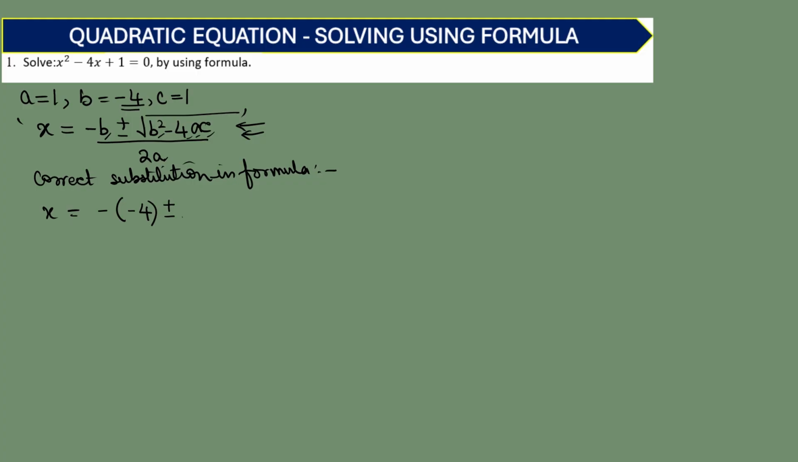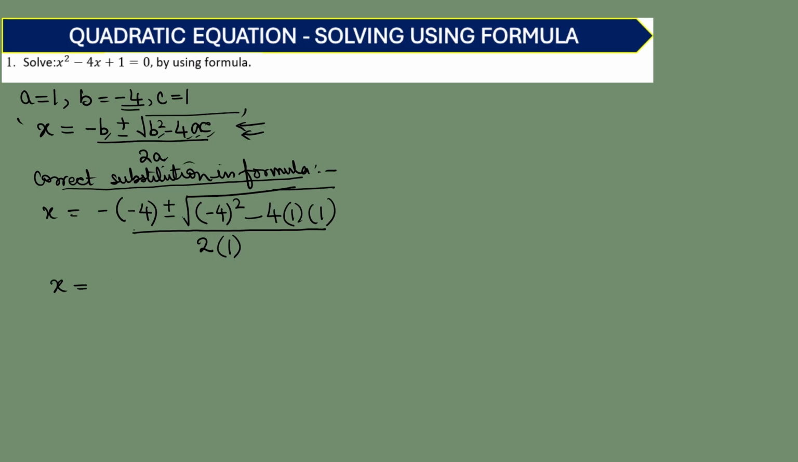Okay, so minus of minus 4, that is your minus b, plus minus under root of b square, that is minus 4 the whole square, minus 4ac, that is 4 into a is 1 and c is 1. Here if you directly write 4, you will lose 1 mark for this step because you have not done the correct substitution in formula. You have directly written the answer. Remember this. This is very important for ICSE. 2a. What is 2a? 2 into 1.